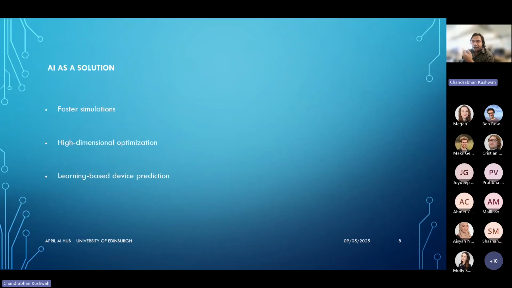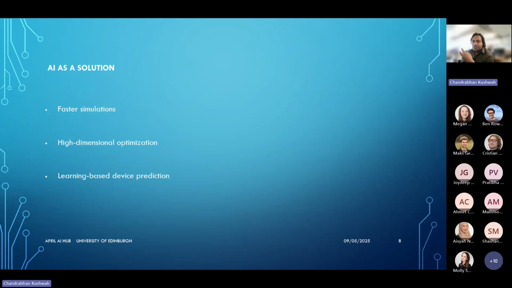And also learning-based device prediction. Instead of simulating or manually modeling every new device from scratch, we can now use learning-based approaches to predict device performance. By training models on existing data, we can enable rapid and accurate prediction of new designs.